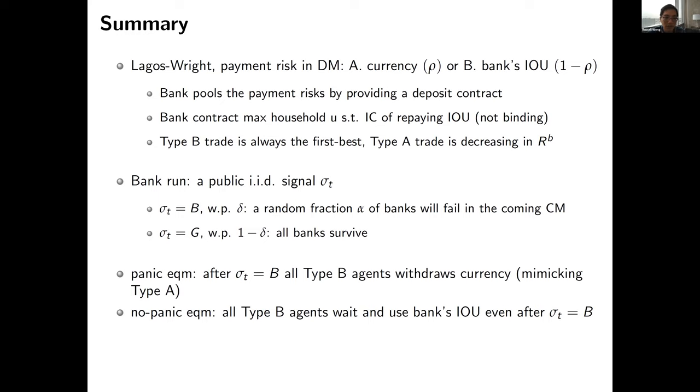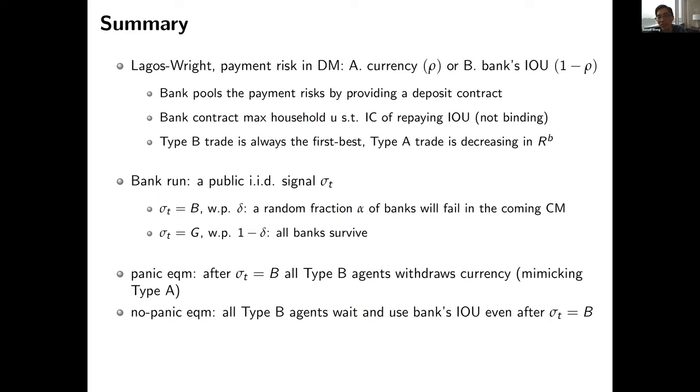One is a panic equilibrium. It just means that when the bad state happens, everyone realizes that some people will run the bank, and all the type B households will withdraw the currency. Now the private information is important, because the bank never knows whether you're type A or type B. So in the panic equilibrium, every type B agent will mimic the type A one, go to the bank and withdraw the currency, because they are thinking other type B agents will also withdraw it. That is very nice because you don't need the sequential service constraint to generate a bank run equilibrium. It's more like a coordinated attack, like in a currency attack, that kind of thing.